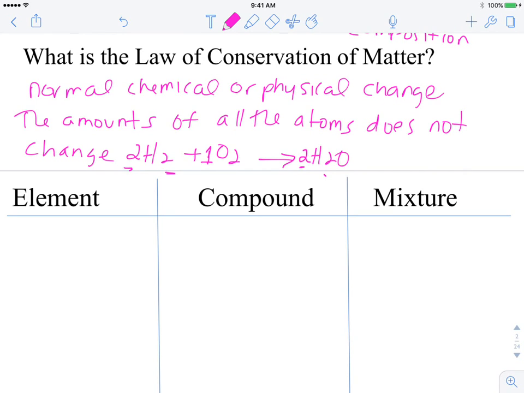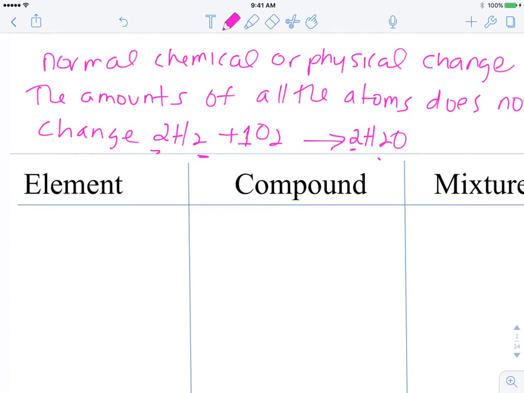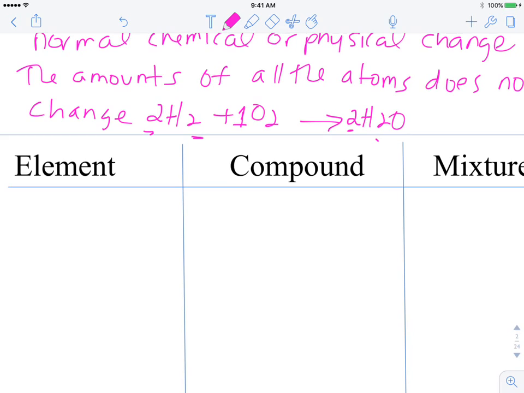So this slide is probably the most important slide of this particular lecture. When I look at this, I have my element, my compound, my mixture. You really need to have details about each one. So for an element, important is that, first of all, you can find these on the periodic table. Hopefully you've been doing your memorization of these elements, but you find them on the periodic table. They are made up of identical atoms.